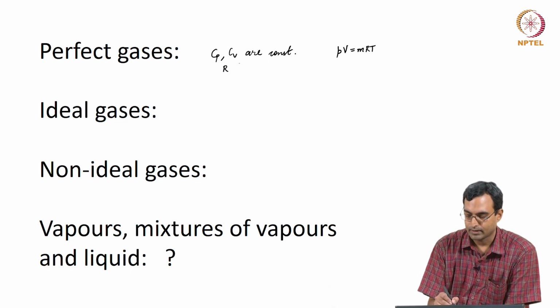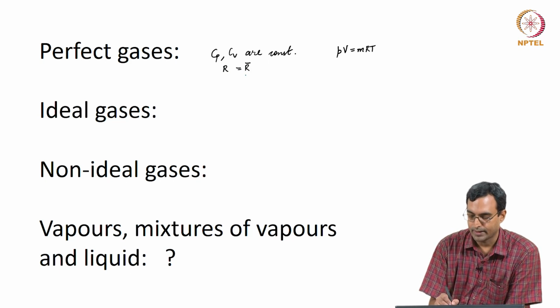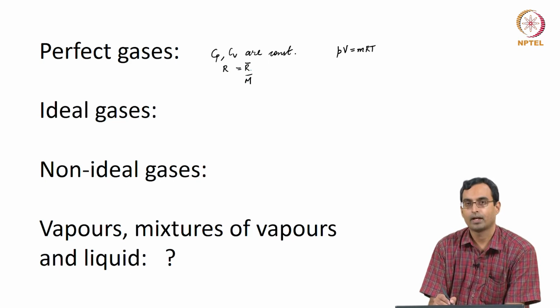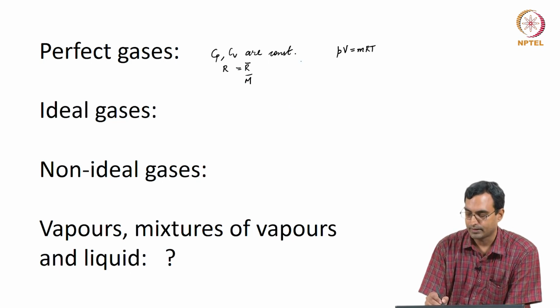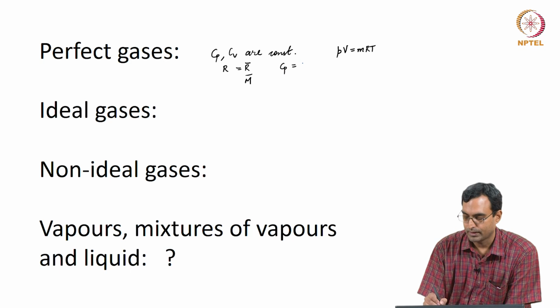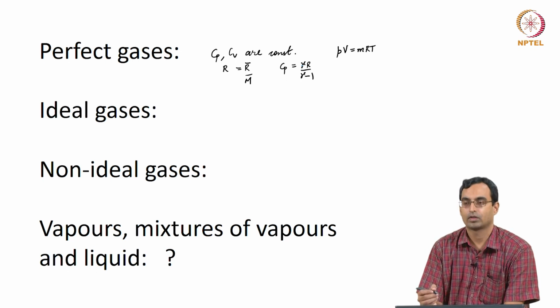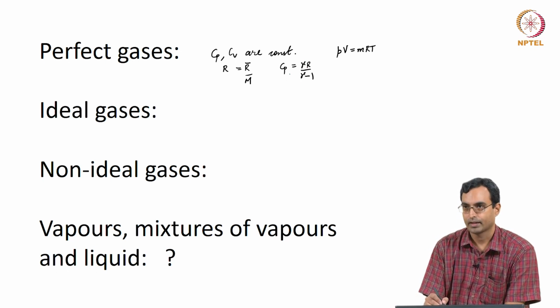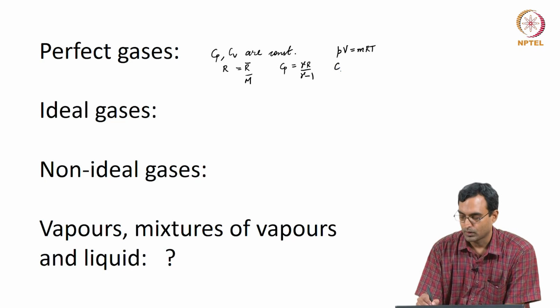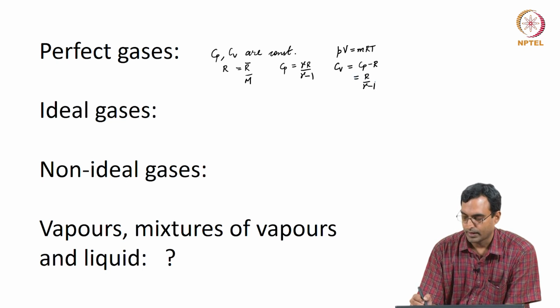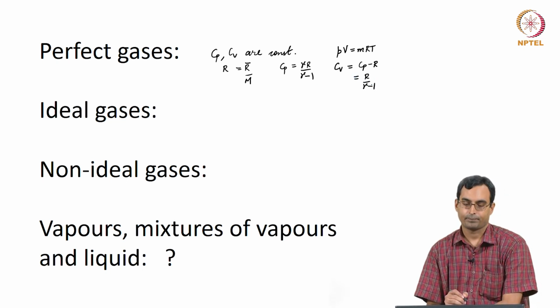In these cases, R is known as long as I know what gas it is, because it is just R bar, which is a constant, divided by M, which I would know if I knew what gas it is. Cp and Cv are also known because Cp is gamma R by gamma minus 1. If I knew what gas it is, whether it is monoatomic or diatomic or triatomic, I would know the value of gamma and I can substitute in this. I would also know Cv because Cv is Cp minus R, or it is also R by gamma minus 1. So, I know all of this for the perfect gas.